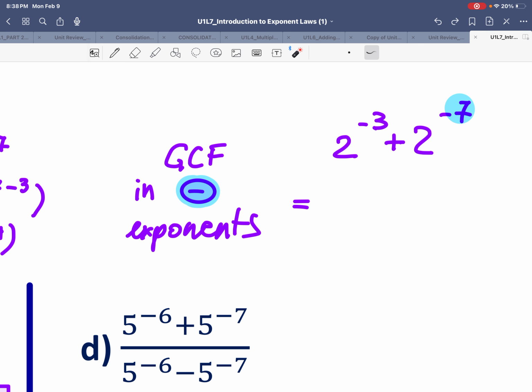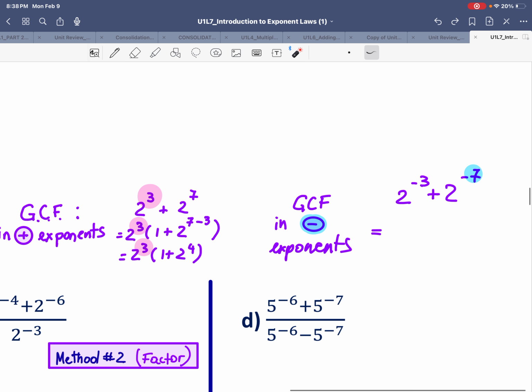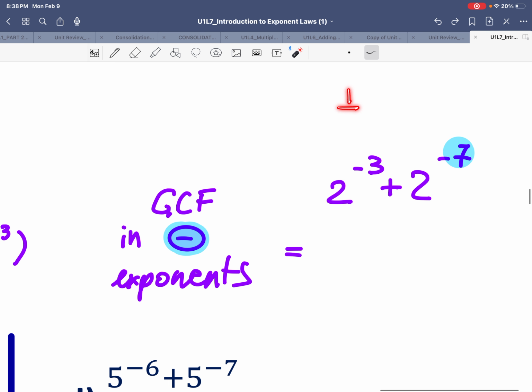When the powers are positive, we can very quickly make the decision: the smaller power means a smaller number. But when the power is negative, remember that 2 to the negative 3 is 1 over 2 to the power 3, or 1 over 8. Now, 2 to the negative 7 is 1 over 2 to the power 7. This is a much bigger number that we're dividing 1 by. What that means is that 2 to the negative 7 is going to be our greatest common factor, because that would be our smaller number here.